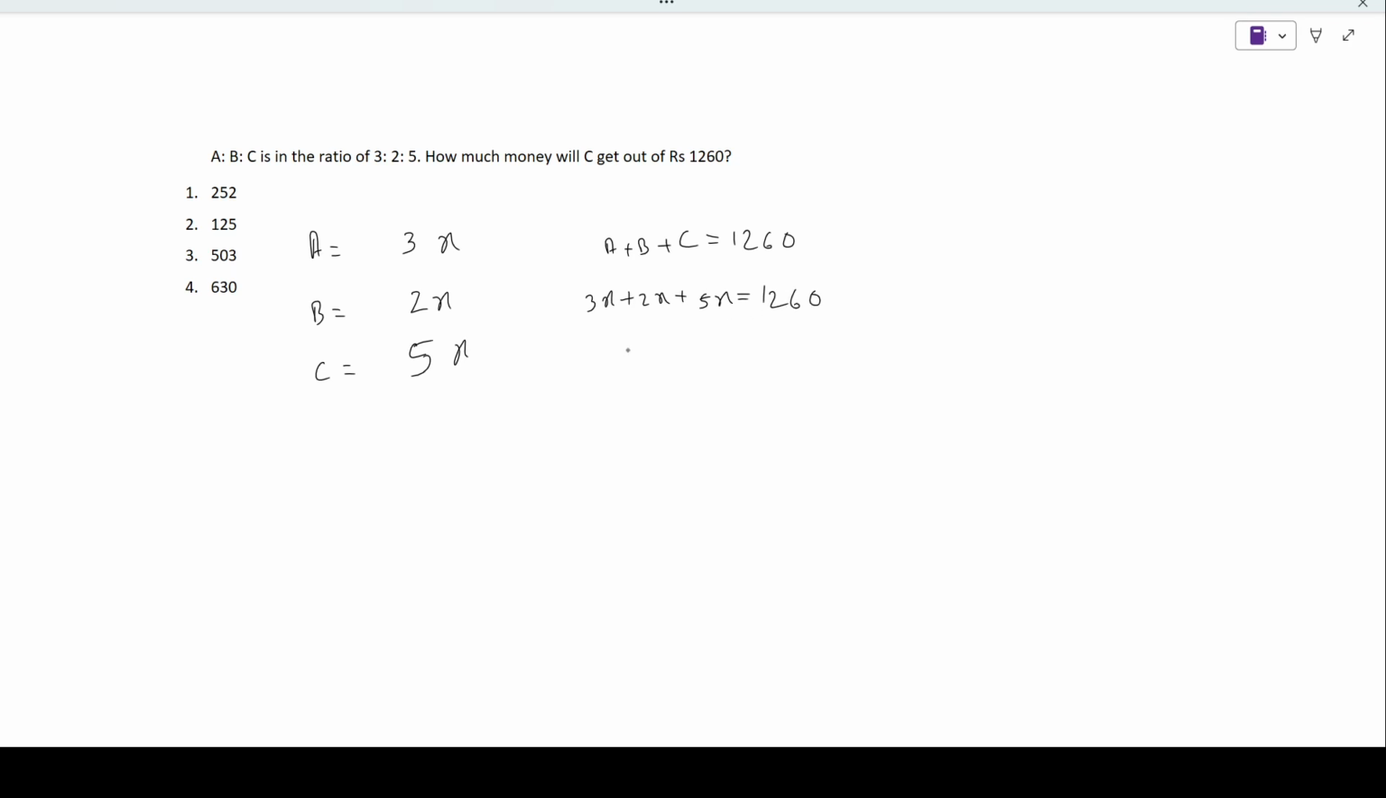Here we add this, we get 10x is equal to 1260. The value of x comes out to be 126. Since the value of C is 5x, we multiply 5 into 126. 5 times 6 is 30, 5 times 2 is 10, 5 times 1 is 5, so 630 rupees. So the answer will be option number 4, 630 rupees.